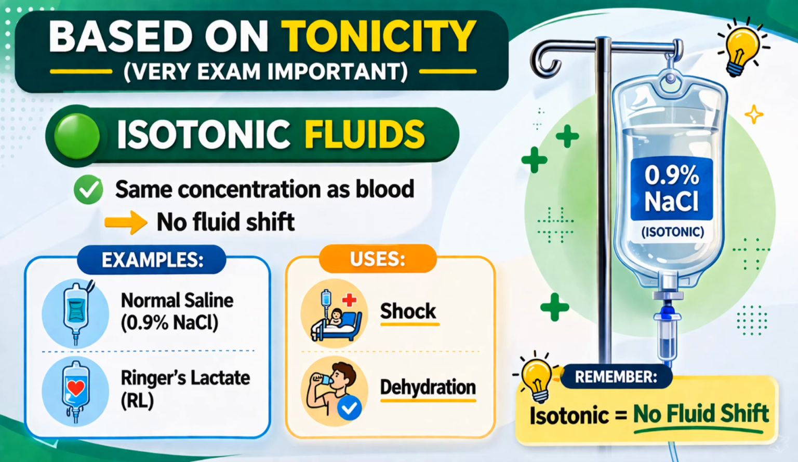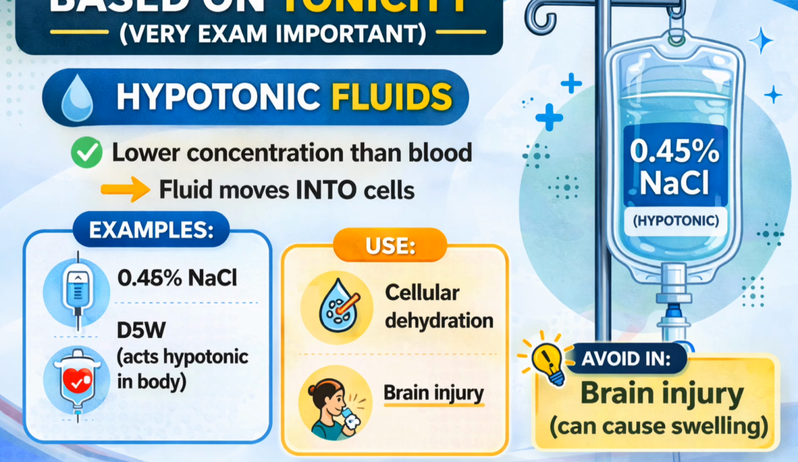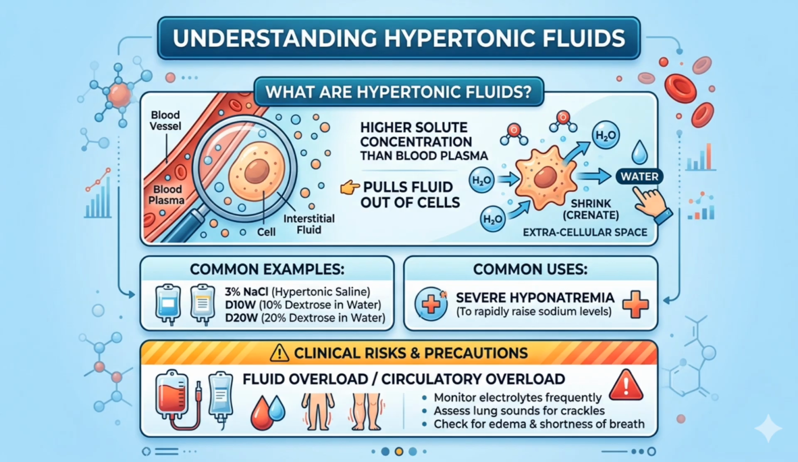So there will be no fluid shift, because the blood and the isotonic fluids have the same concentration. Coming back to hypotonic. If the fluid is less concentrated than the blood, it is called hypotonic fluid. If the fluid is similar to blood, it is isotonic. If the fluid concentration is lower than the blood, it is called hypotonic. If it is more concentrated than the blood, it is called hypertonic. The examples are half NS, 0.45% NaCl, and 5D, that is 5% dextrose.